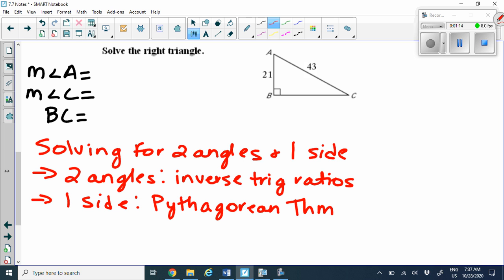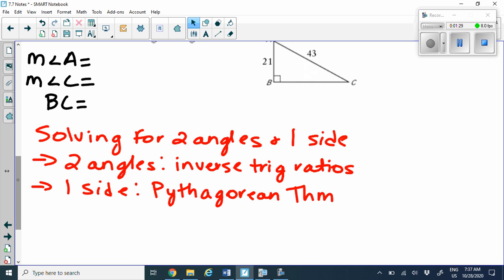Okay. Now, it doesn't really matter what you solve for first. So we can solve for angle A, we can solve for angle C first, or we can solve for BC. It is really up to you what you would like to solve for first. I think I'm going to solve for the side first, and then we'll solve for the angles. So we're going to go ahead and do our BC.